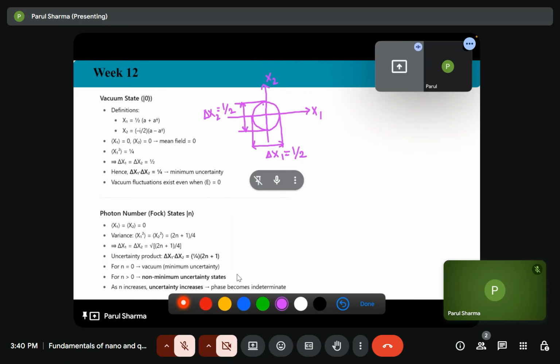So if we want to calculate the uncertainty limit, if we want to calculate the value of delta x1, which in the previous lecture we wrote directly. Now we want to prove that is it really coming, delta x1 value? So that's why, delta x1.